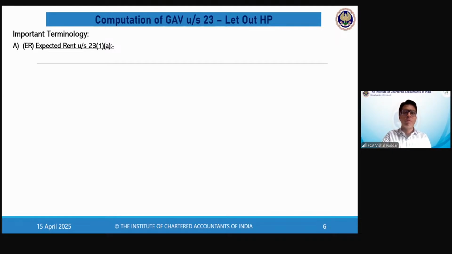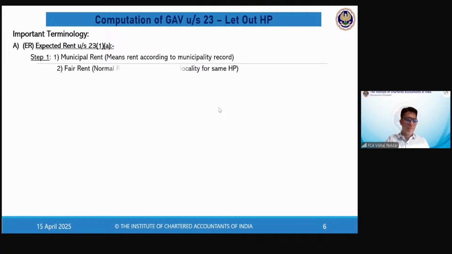But before we find out the actual rent, you have to go to the expected rent. What is expected rent? Section 23(1) says it is the higher of two values. One is the municipal rent, that is, the value as per the municipal records for your property. This is available with your area's municipality, so you can go and get these details from there. Compare this with the fair rent.